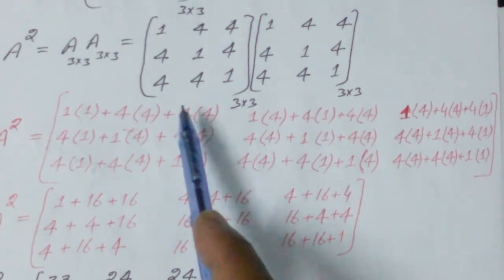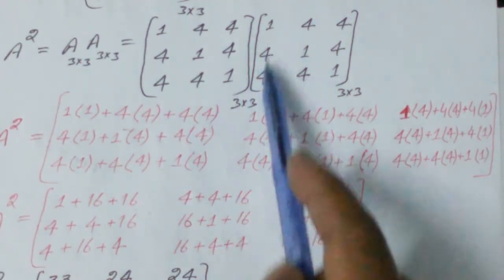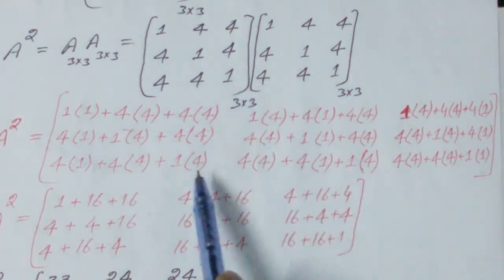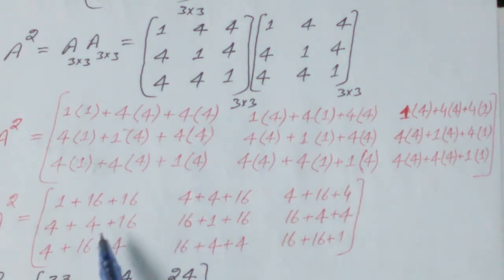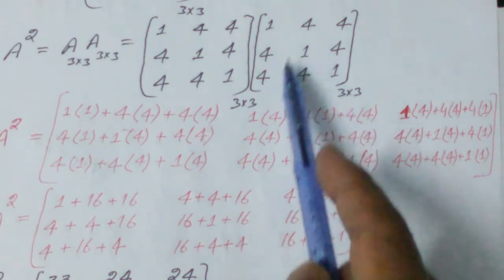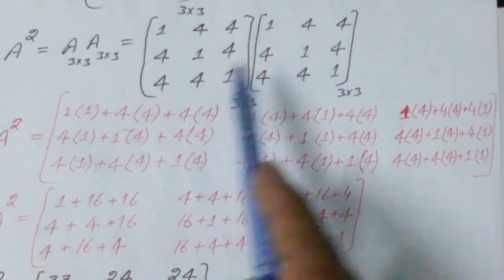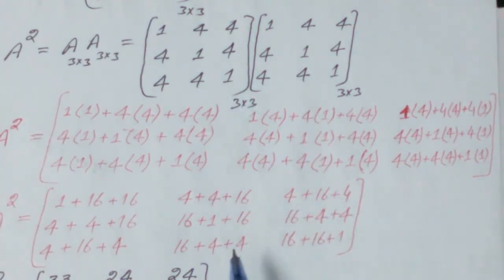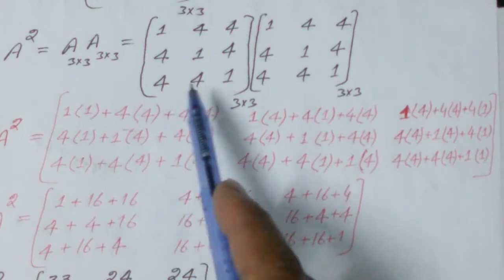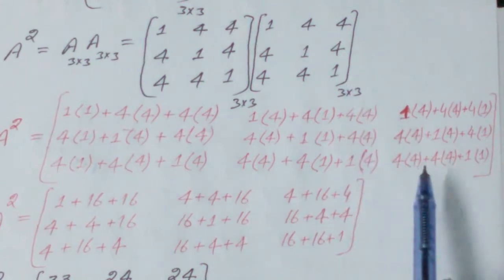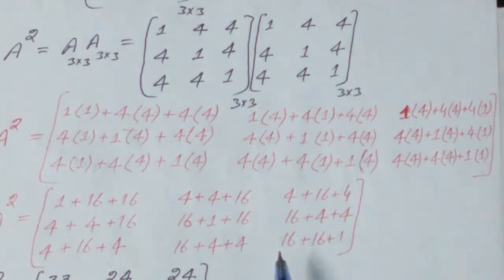Similarly, multiply the third row with first column, 4 multiplied by 1 plus 4 multiplied by 4 plus 1 multiplied by 4. This element is 4 plus 16 plus 4. Multiply the third row with second column, 4 multiplied by 4 plus 4 multiplied by 1 plus 1 multiplied by 4. This is 16 plus 4 plus 4. Multiply the third row with third column, 4 multiplied by 4 plus 4 multiplied by 4 plus 1 multiplied by 1. 16 plus 16 plus 1.